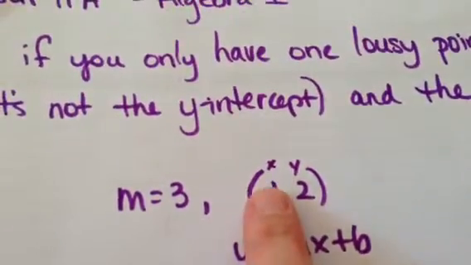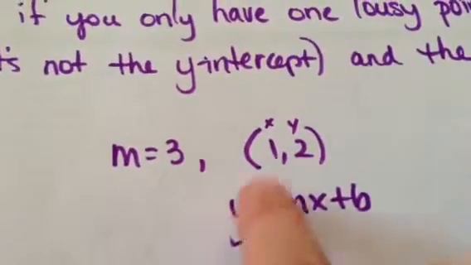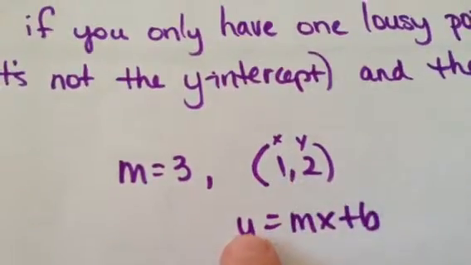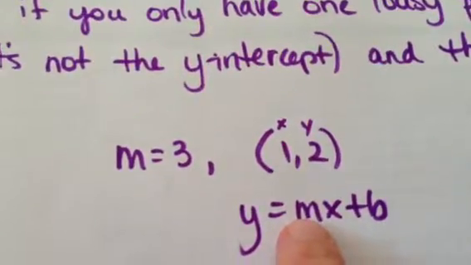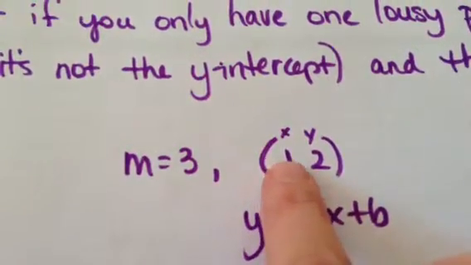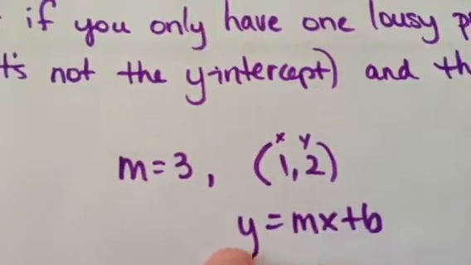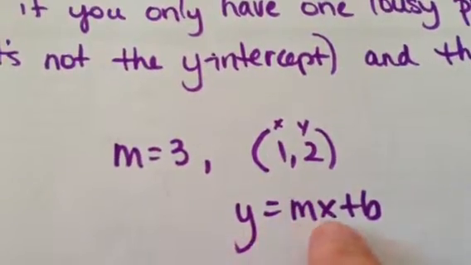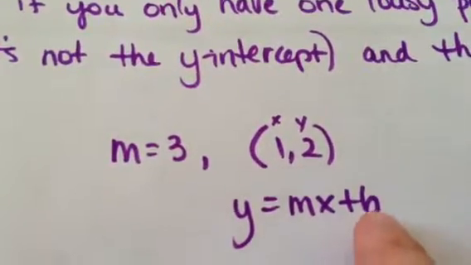So what you can do is right here where you see your y, you can plug in a 2, because that represents the y. You know your slope is 3, so we're going to plug a 3 in right there. Our x in this point is a 1, so we're going to plug a 1 in right there. So we're going to plug in something for all these variables except for b. And that way we can figure out what b is.